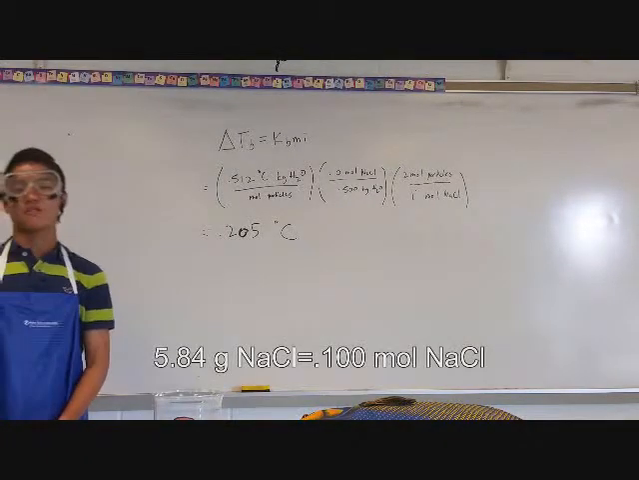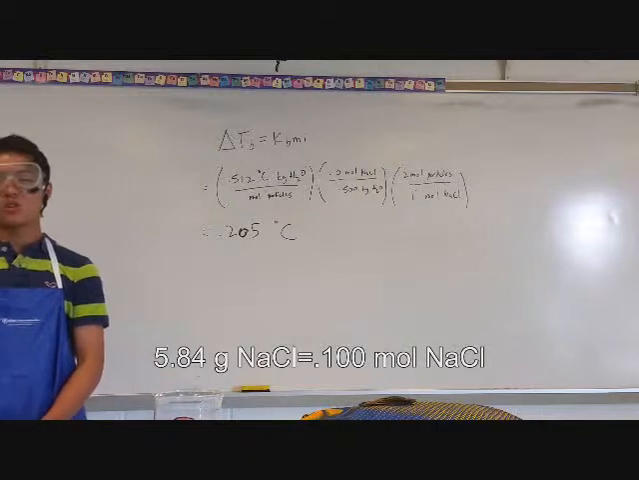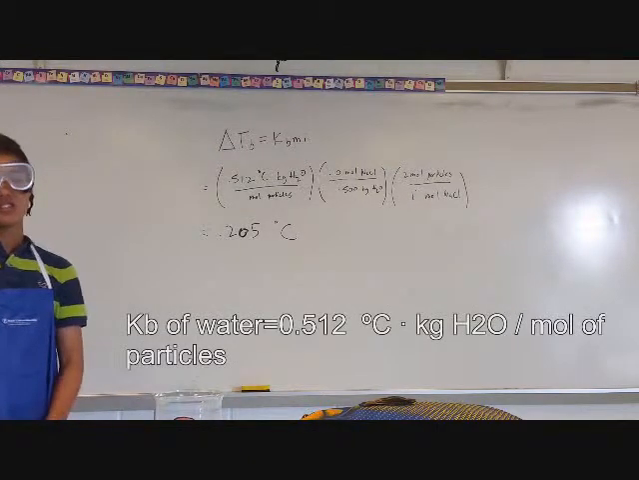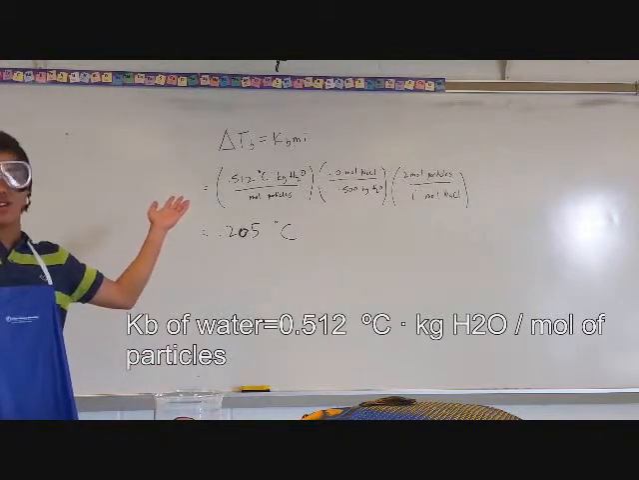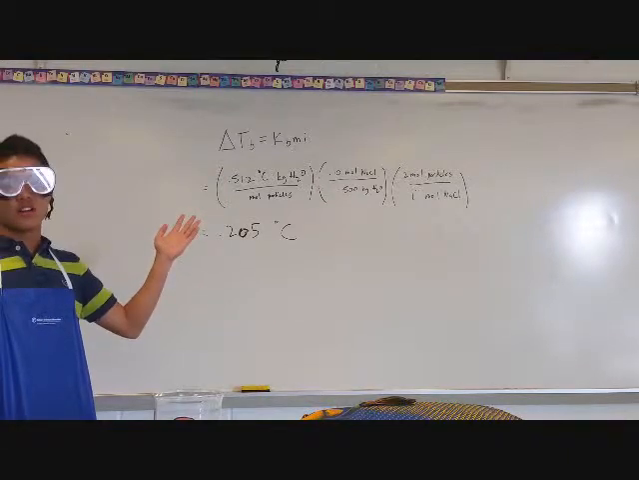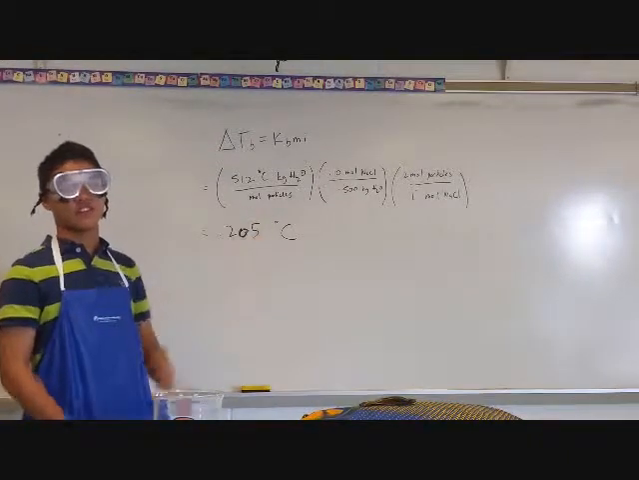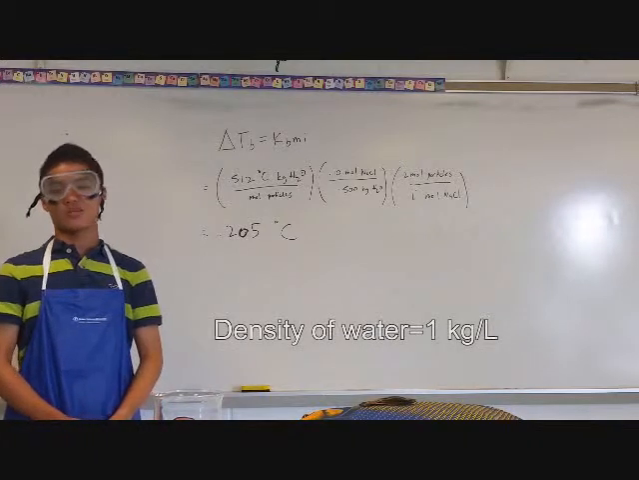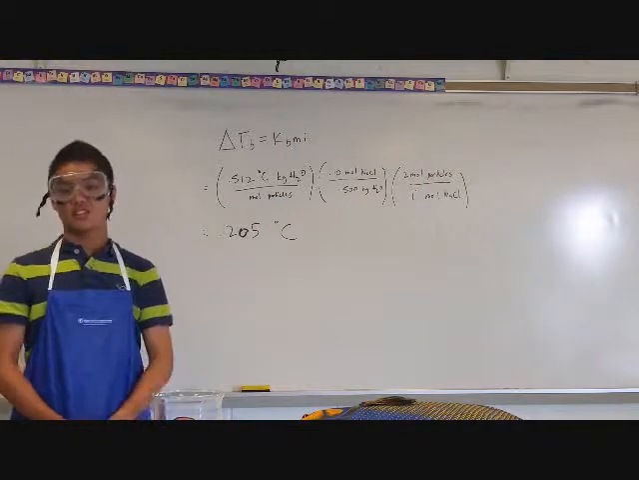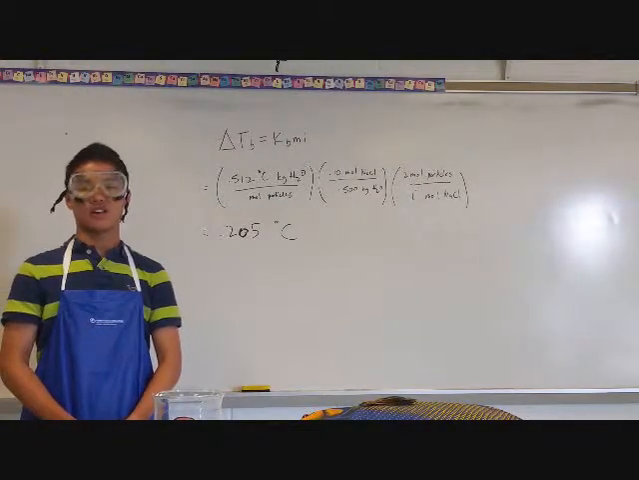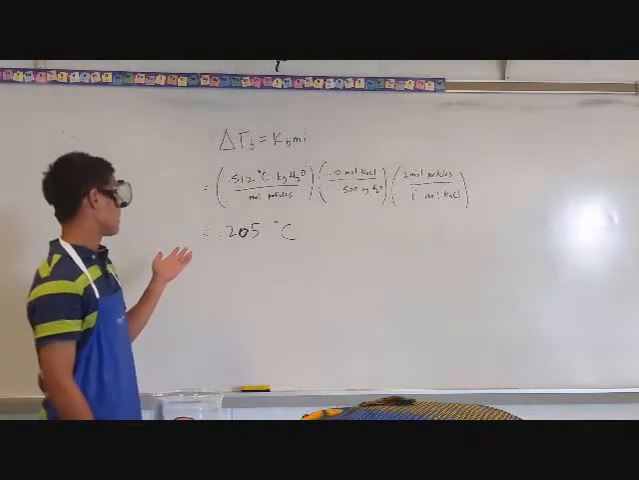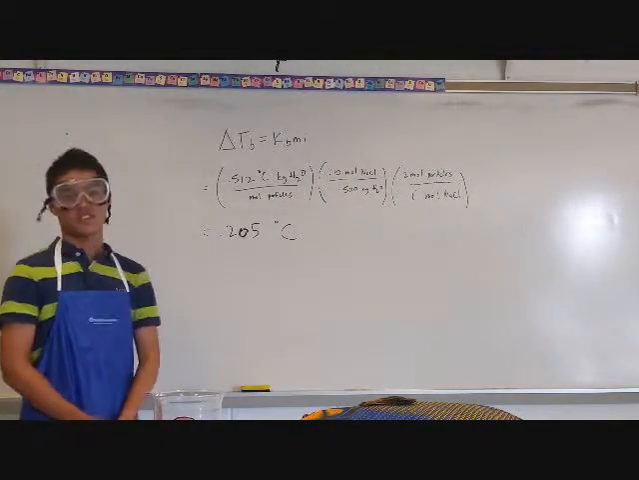Say we added 5.84 grams of salt to the water, which is about 0.1 moles of salt. Kb is 0.512 degrees Celsius times kilograms of H2O over moles of particles. For m, we have 0.1 mole of NaCl over 0.5 kilograms of water, since 1 liter is 1 kilogram, and we have 500 milliliters. And i is 2, because NaCl breaks up into 2 ions, Na+ and Cl-. So, we get a boiling point elevation of 0.205 degrees Celsius.